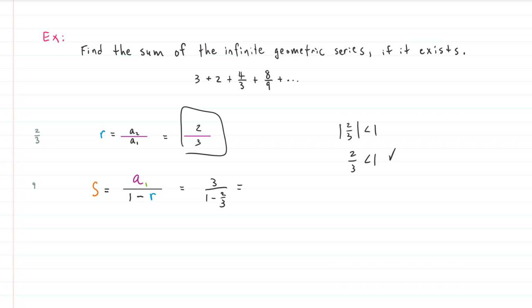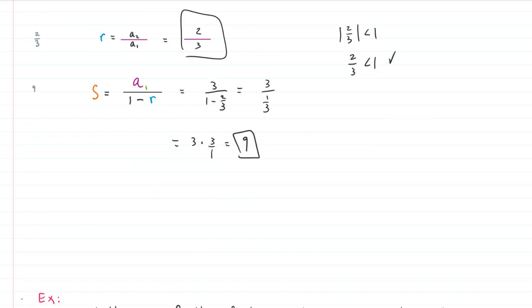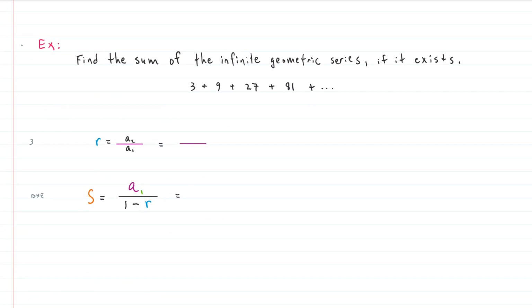1 minus 2/3 leaves us just with 1/3, so we have 3 over 1/3. Now we can flip and multiply. So we have 3 multiplied by 3 over 1, which gives us 9. So the sum of this infinite geometric series exists, and it is 9. Let's do our final example.